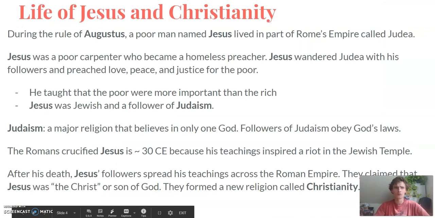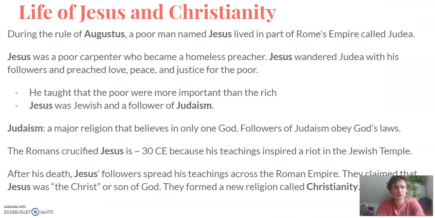During Augustus' rule, we have the life of Jesus and the rise of Christianity as a religion. I talked about this during my introduction video, so I'm not going to go over it in too much detail, but for those who didn't watch it, Jesus is a poor man who lived in a part of Rome's empire called Judea. Judea is where the country of Israel is today. He was a poor carpenter who became a homeless preacher, and Jesus wandered through Judea with his followers and preached love, peace, and justice for the poor.